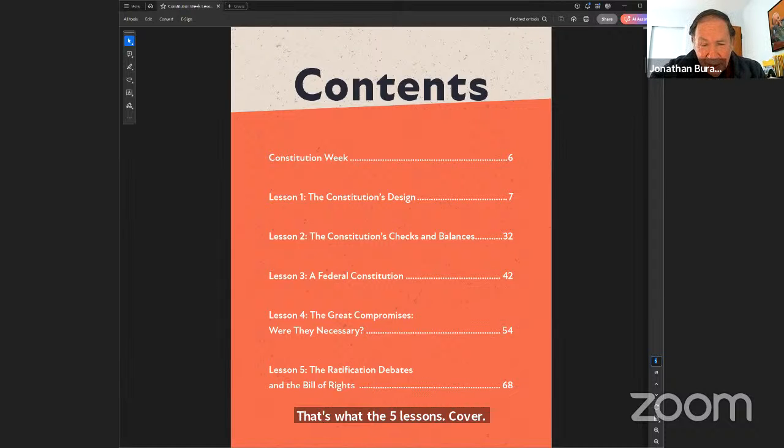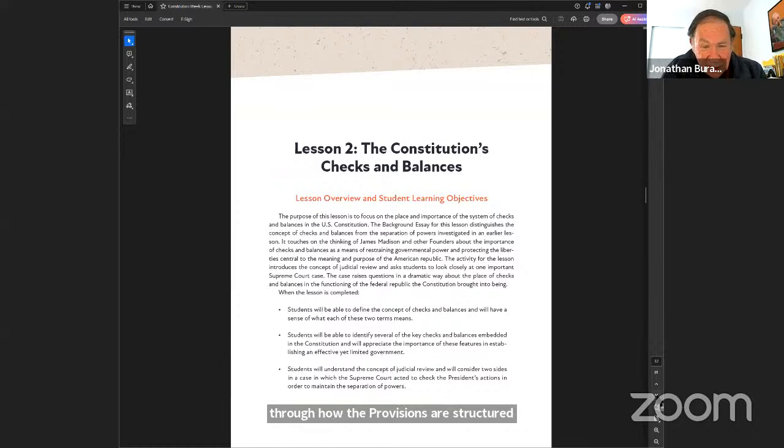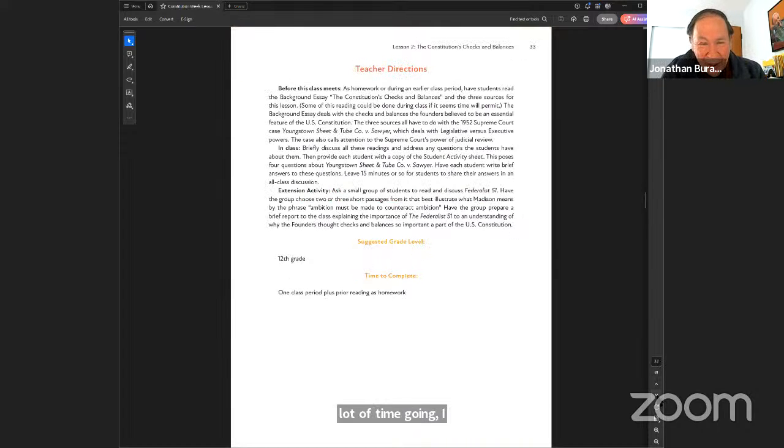So if we could go and look now at lesson two, starting on page 32, I'll just quickly go through how the lessons are structured. The first page is just a general overview of what the objectives are for students. Actually, nobody needs to read all of this, so let's just keep going. Then there are more specific directions for how we think the class ought to be organized. In this case, what to do to prepare the class for the lesson, then the kinds of things that will be done in class. And there's an extension activity here for teachers that want to go further with the issues in the lesson.